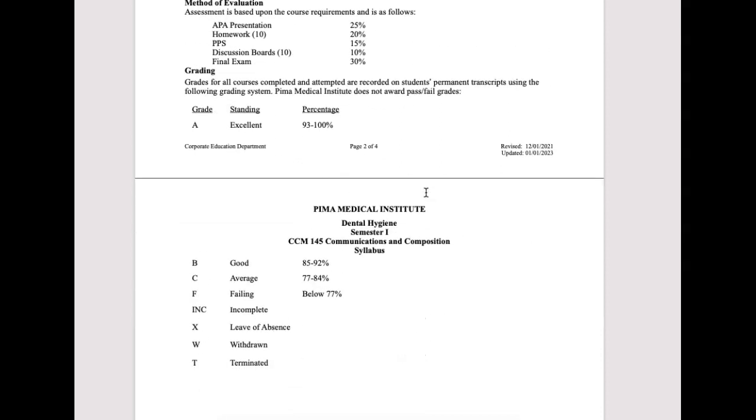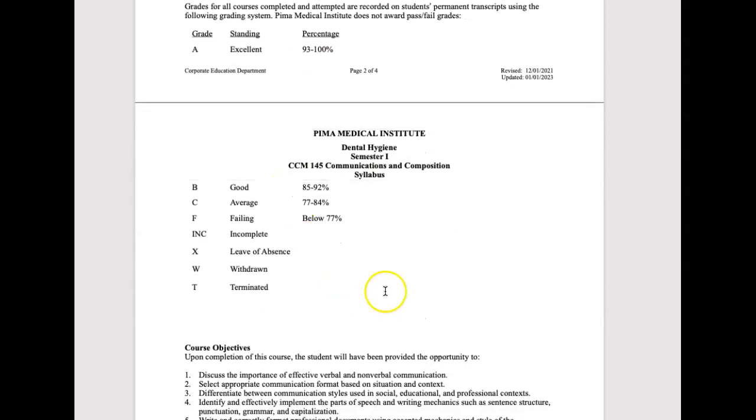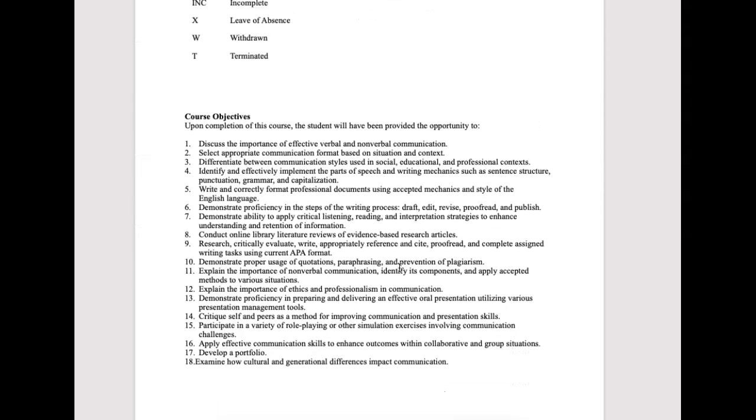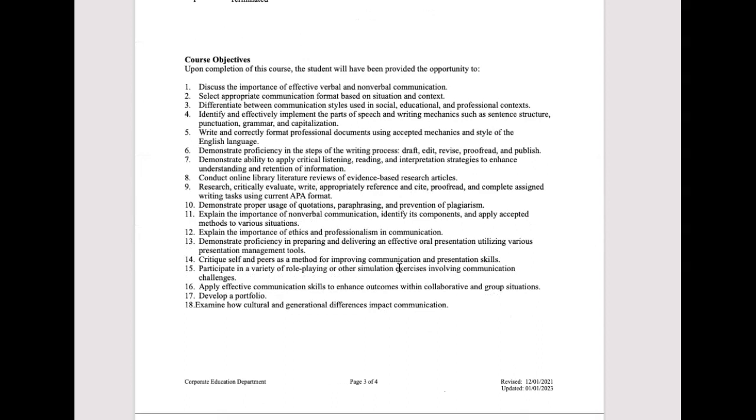So you already know the grading scheme in regards to what that looks like, and then you've probably already read over the course objectives. But the main goal of this course is to make sure you can communicate effectively, both written, verbally, and of course nonverbal communication as well. So if you have any questions related to the course syllabus, let me know.